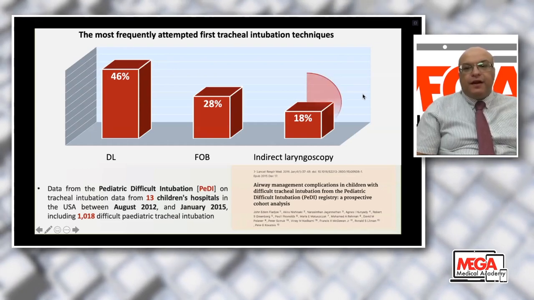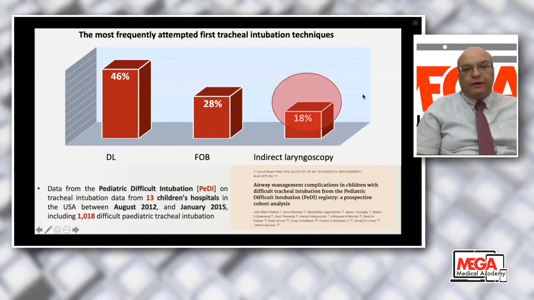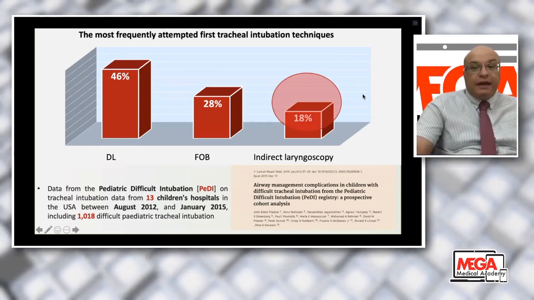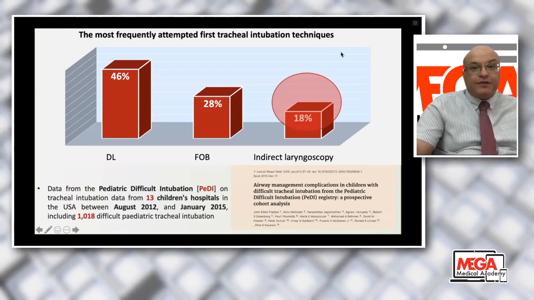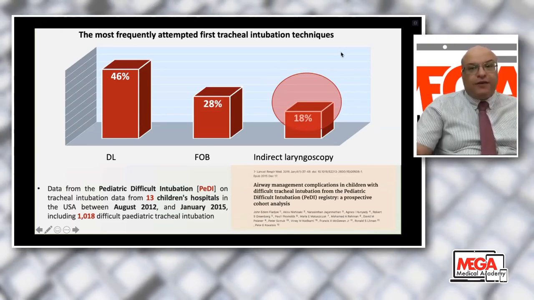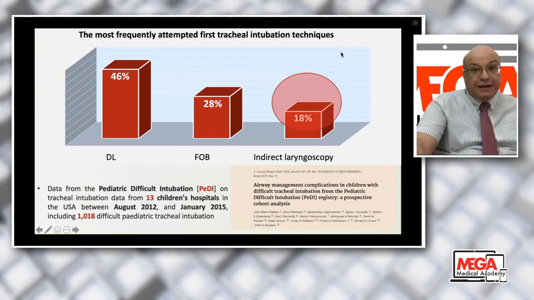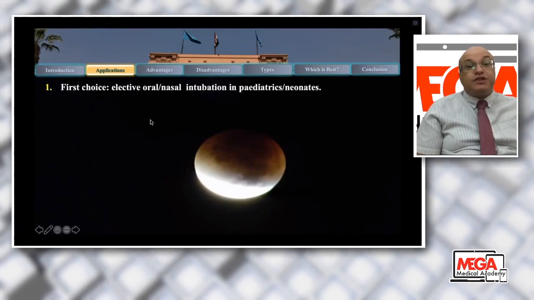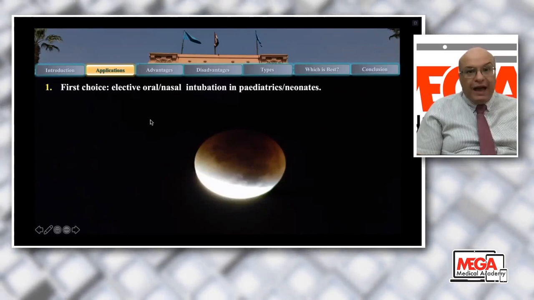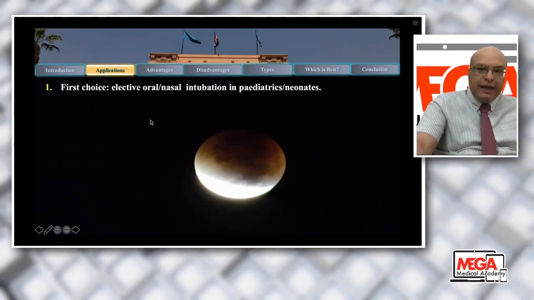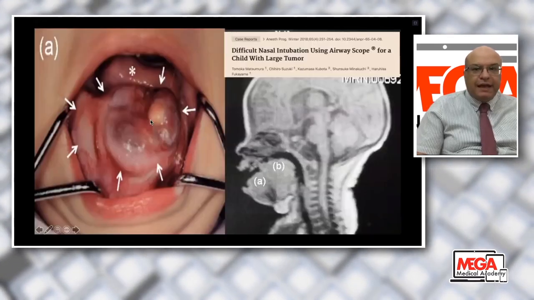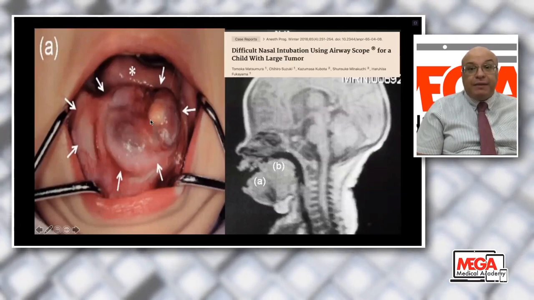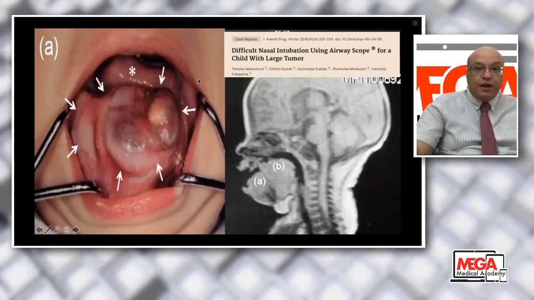You can see here, only about 20%, one-fifth of respondents, are using indirect laryngoscopy, video laryngoscopes, as a first choice for tracheal intubation in pediatrics, which is interesting indeed. If we take a look at applications, it could be a first choice for elective oral as well as nasal intubation in pediatrics and also neonates. Here is an interesting case report for nasal intubation in a pediatric patient who is large.